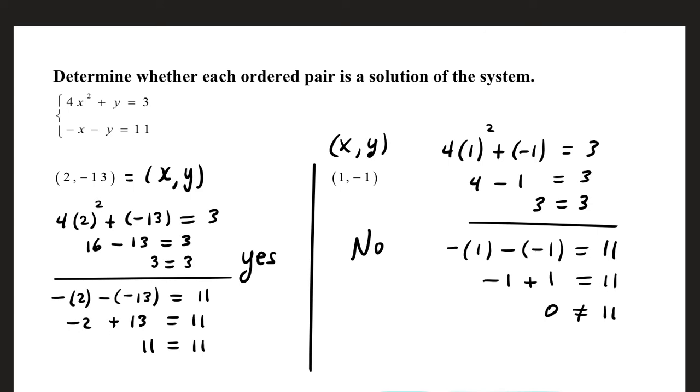In the second ordered pair we're given 1, negative 1. Again, x, y, keep them in order, starting with your top equation, 4 times 1 squared plus negative 1 equals 3. 1 squared is 1 times 4 is 4, minus 1 is 3. In the second equation, negative 1 minus negative 1, that's negative 1 plus 1, which is 0. That's not 11. And so this ordered pair satisfies the top equation, but not the bottom one. Therefore, it's not a solution to the system.